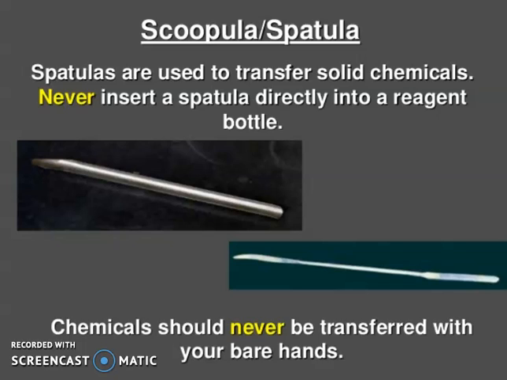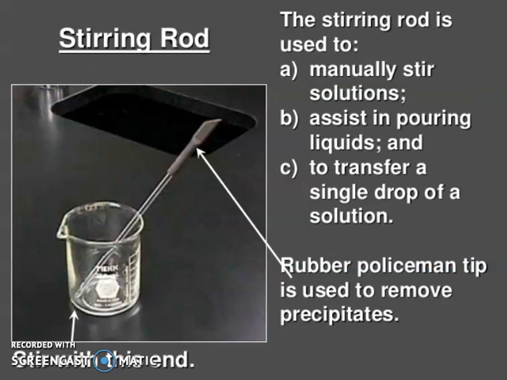Now, scoopula or spatula. Spatulas are used to transfer solid chemicals. Never insert a spatula directly into a reagent bottle. Chemicals should never be transferred with your bare hands.